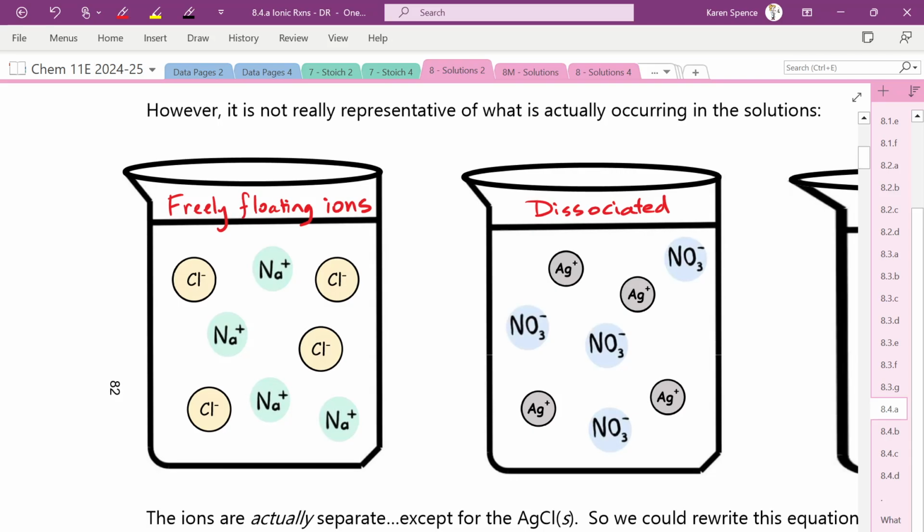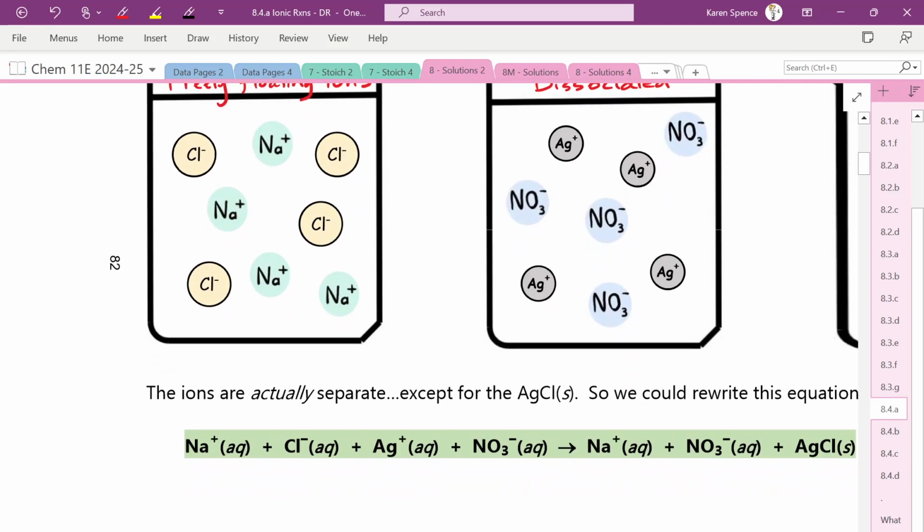So what we're going to do is take our NaCl aqueous, and we're actually going to write it separated. Every time we have an aqueous substance, we will separate it into its component ions. So far, so good? Okay. Our AgNO3 is aqueous.